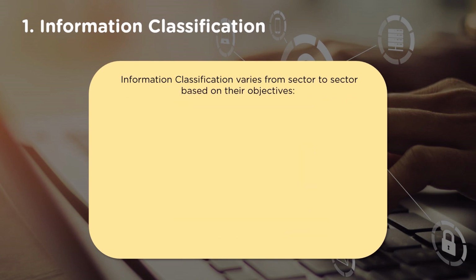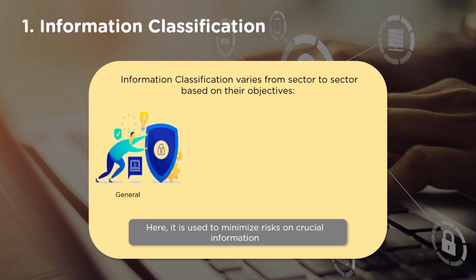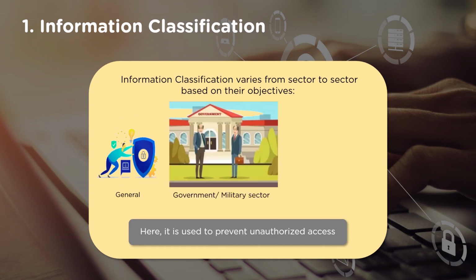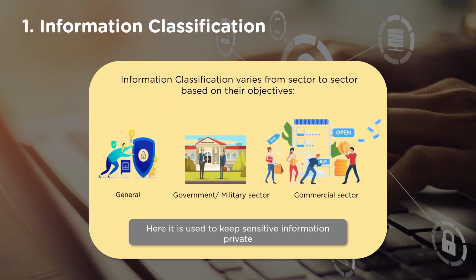Information classification is different for each sector. Based on their objectives, the classification varies. In the general sector, information classification is used to minimize risks on crucial information, whereas in the government or military sector, it is used to prevent unauthorized access. And finally, in the commercial sector, it is used to keep sensitive information private. Here, it is seen to it that information is not disclosed to a company's competitors.